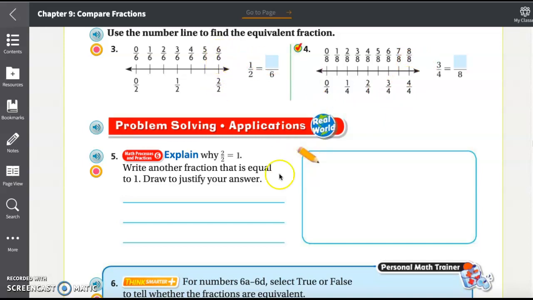6 over 6, 1. Think of it like a pizza. If I have a pizza and it's 6 slices and I eat all 6, I ate one whole pizza. If I have a cake and I cut it into 2 slices and I eat 2 slices, I ate one whole cake. If I have a tray of brownies and I cut it into 4 slices and I eat those 4 slices, I ate one whole tray of brownies. Okay? That is how we know that 2 over 2 equals 1, because that means one whole thing. Whatever that thing is, it's 1.